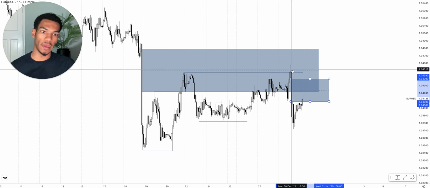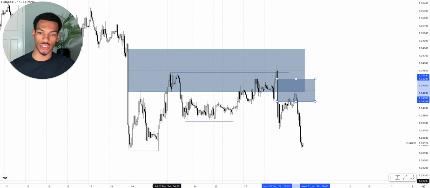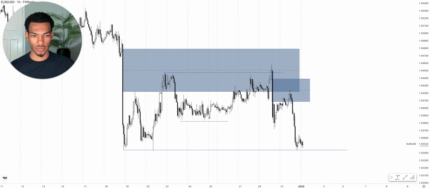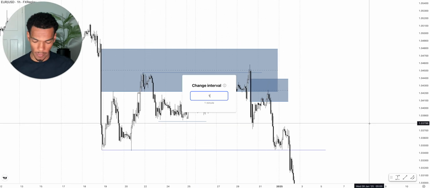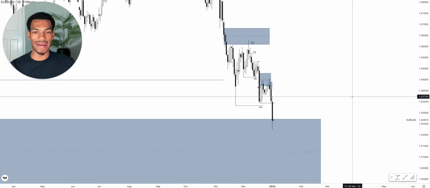Bang, and you're seeing how the midpoint gets respected. We're respecting that bearish order flow. Bang, we pull up to perfection. We take out these lows, right? Bang.